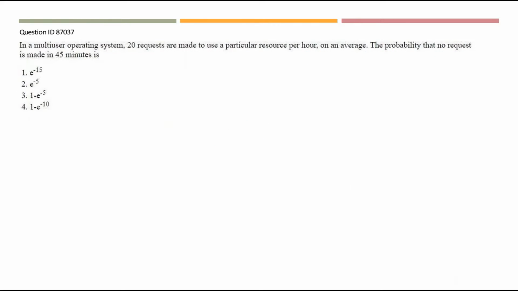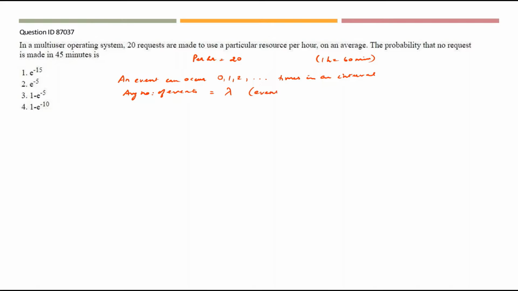Next question. In a multi-user operating system, 20 requests are made to use a particular resource per hour on an average. Per hour, 20 requests. The probability that no request is made in 45 minutes. An event can occur 0 times or 1 time or 2 times in an interval. Average number of events is equal to lambda. So this lambda is also called the event rate or rate parameter.